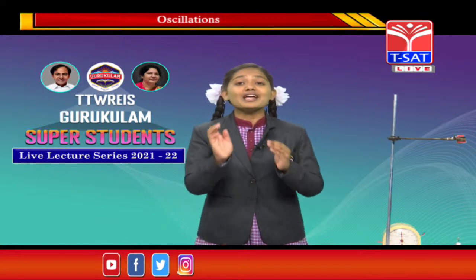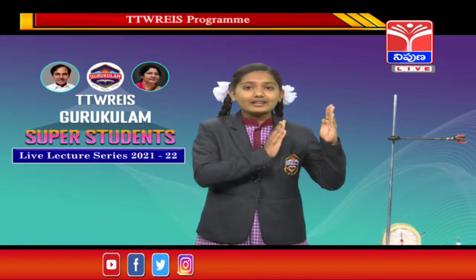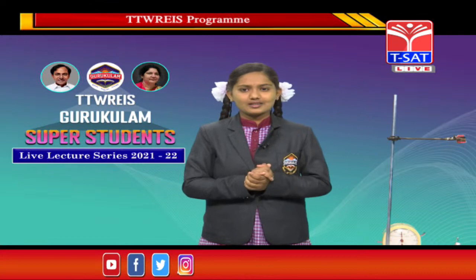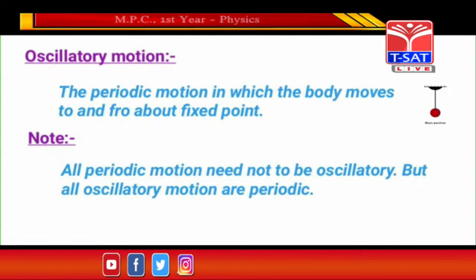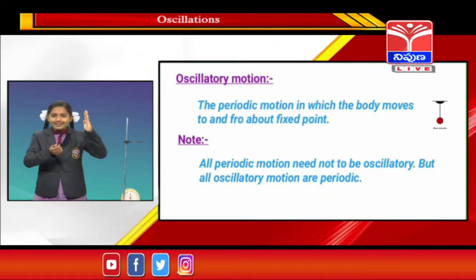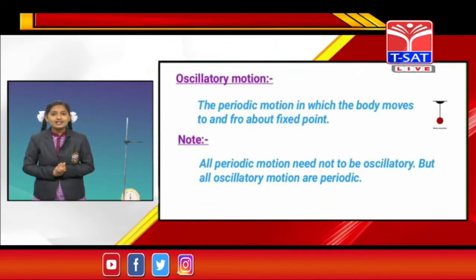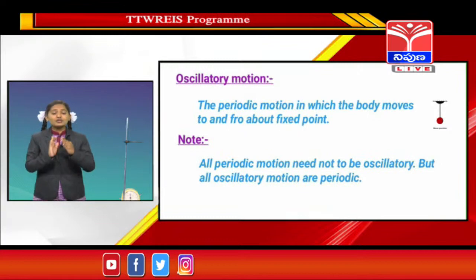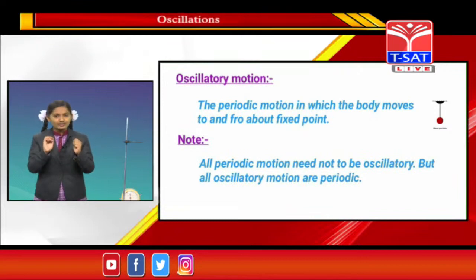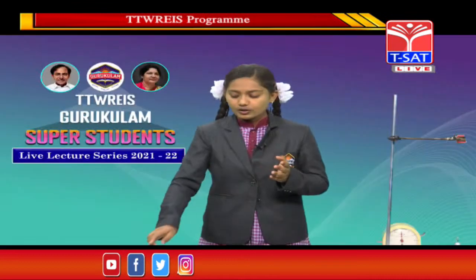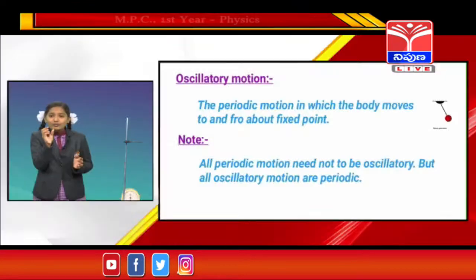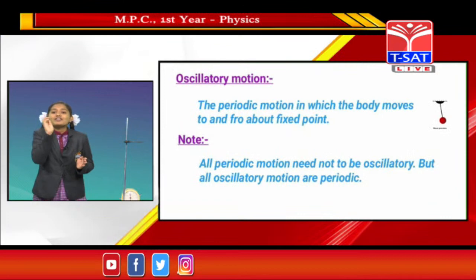Oscillatory motion, for which I used the word oscillate in our examples. The periodic motion in which the body moves to and fro from a fixed point is known as oscillatory motion. In the examples you observed, the cradle and the pendulum clock are both in oscillatory motion. The body moves to and fro from a fixed point. You observe on the slide, here the bob moves to and fro from a fixed point.